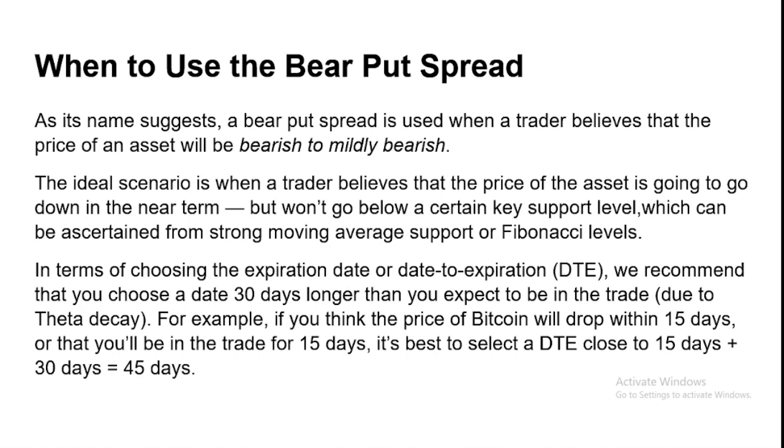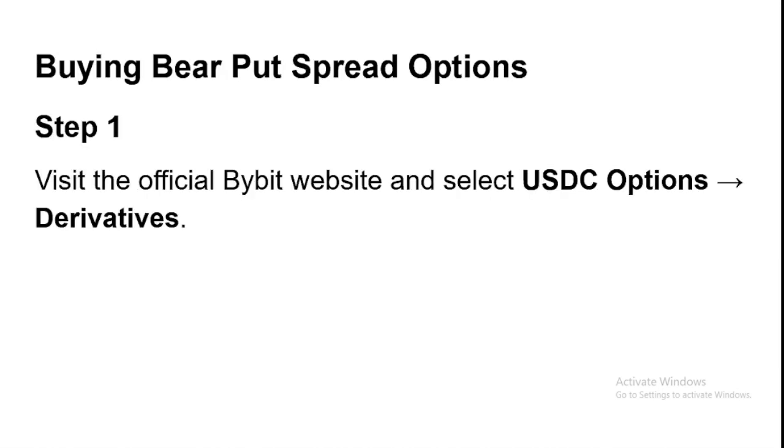In terms of choosing the expiration date, we recommend that you choose a date 30 days longer than you expect to be in the trade due to theta decay. So for example, if you think the price of Bitcoin will drop within 15 days or that you'll be in the trade for 15 days, it's best to select an expiry date close to 15 plus 30 days, which is 45 days.